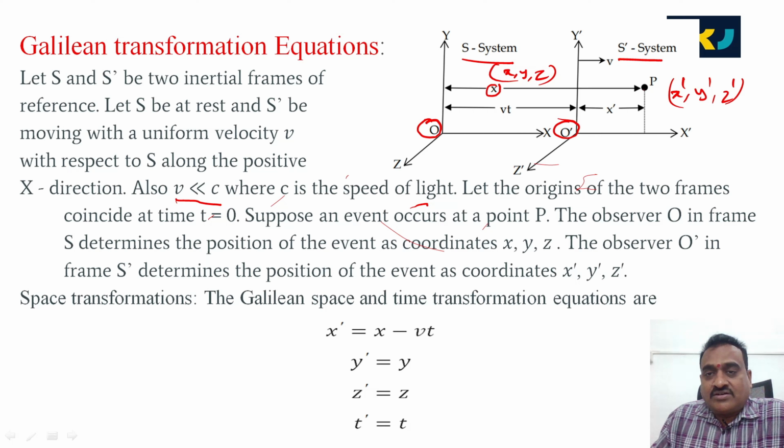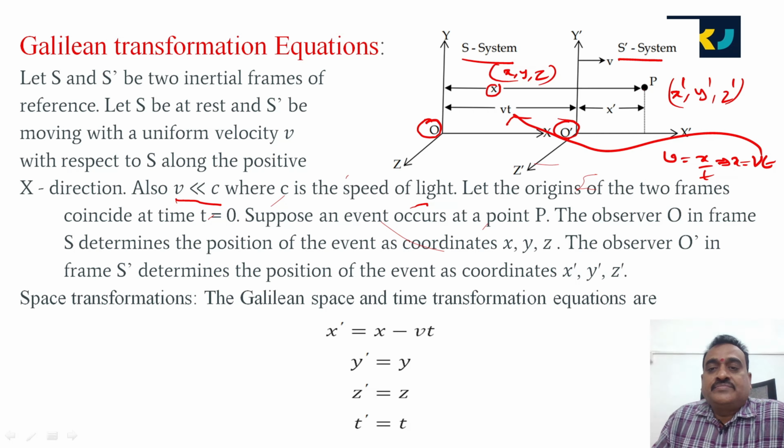We know very well that velocity v is equal to x by t. From this relation, x is equal to Vt. So we wrote here x is equal to Vt. This is from origin O dash along the x direction, the x dash coordinate. In the S dash system the coordinates are x dash, y dash, z dash. In the S system the coordinates are x, y, z.